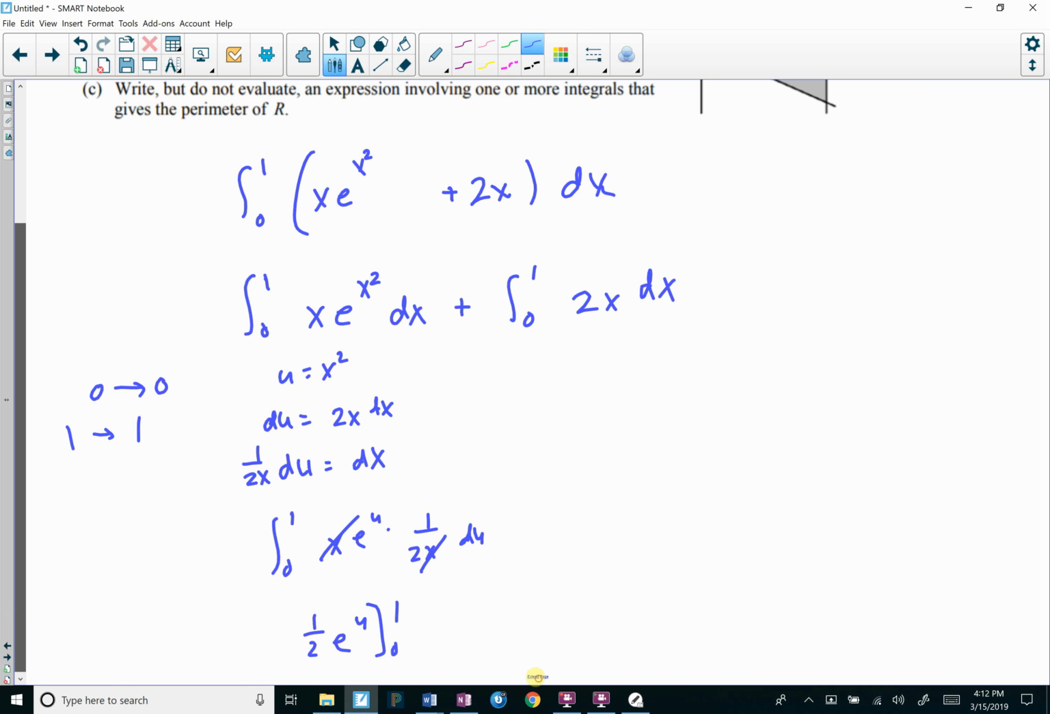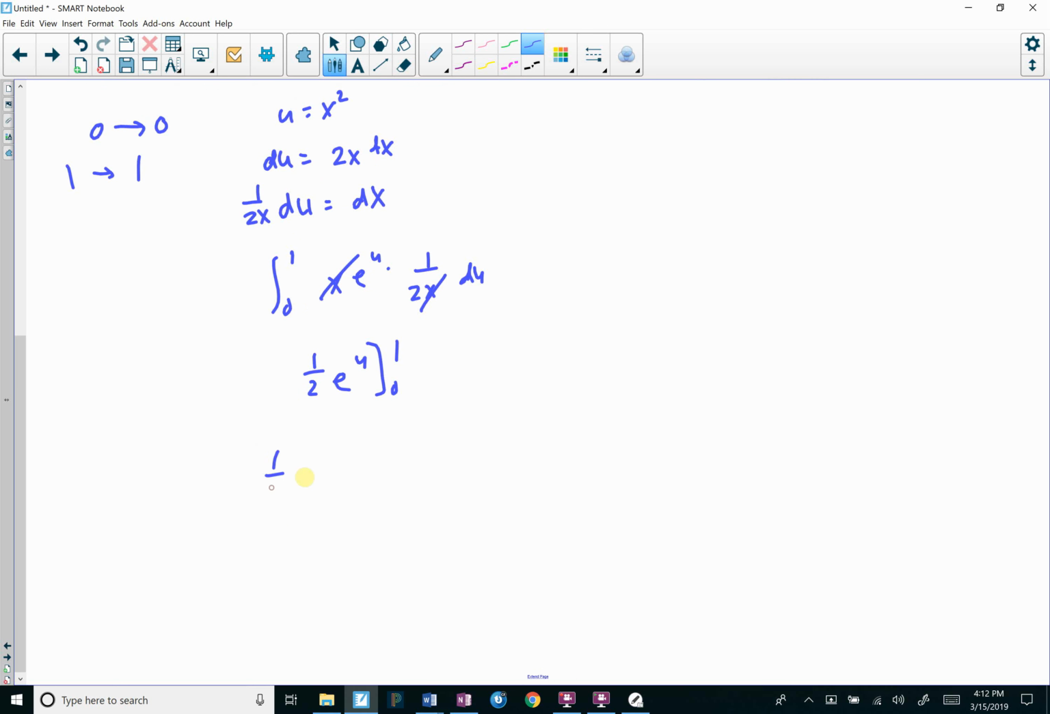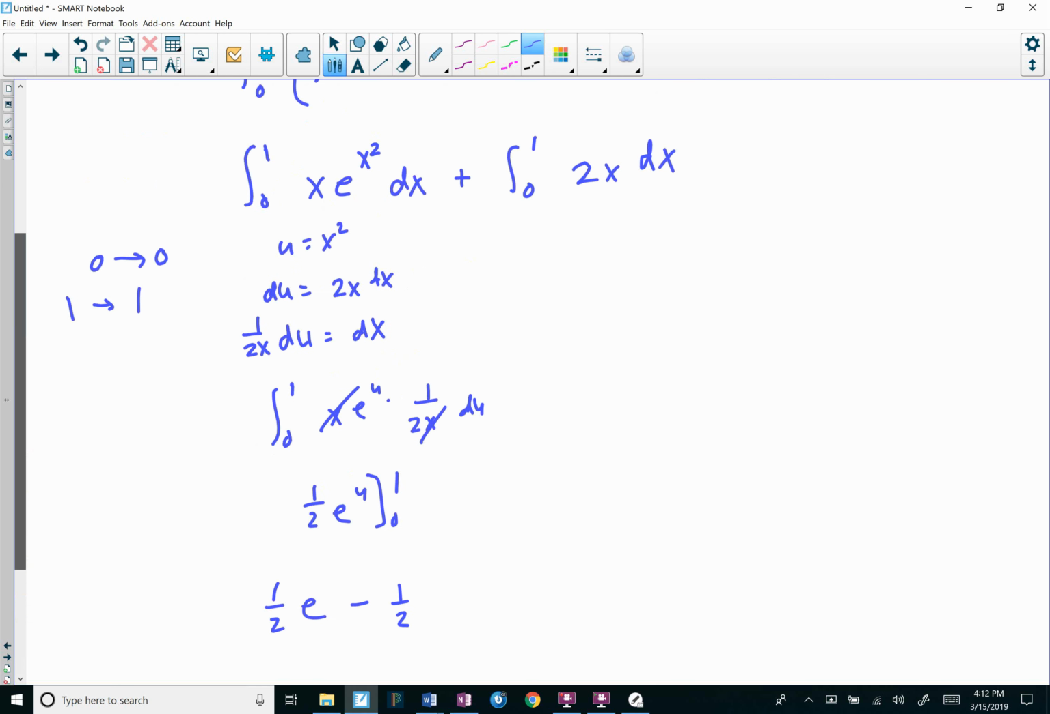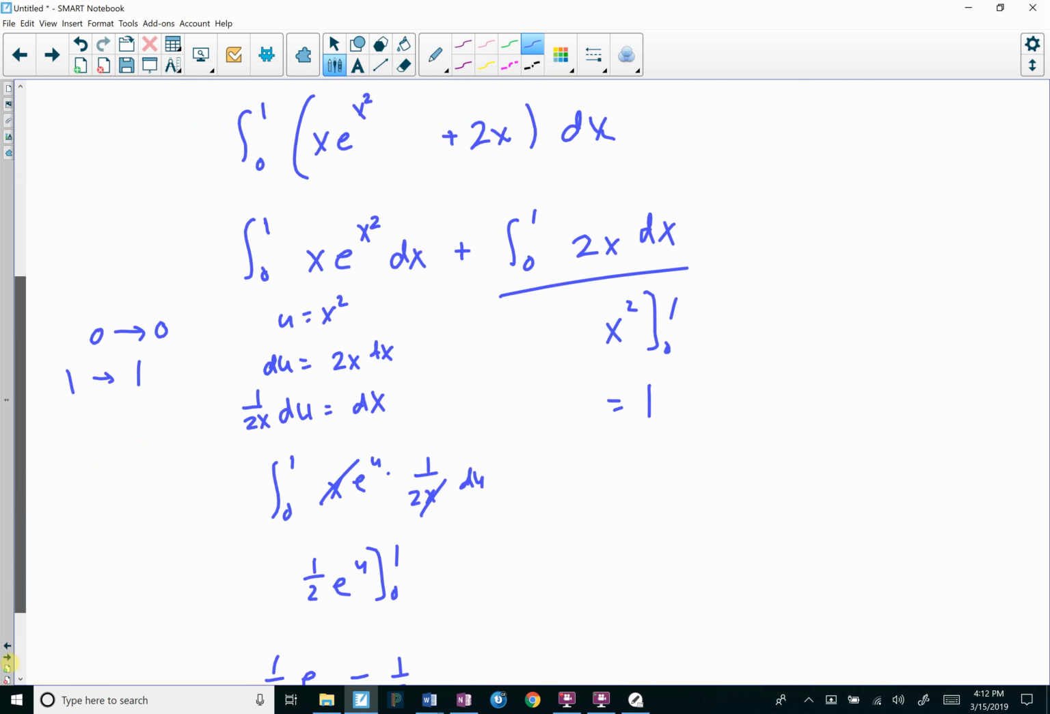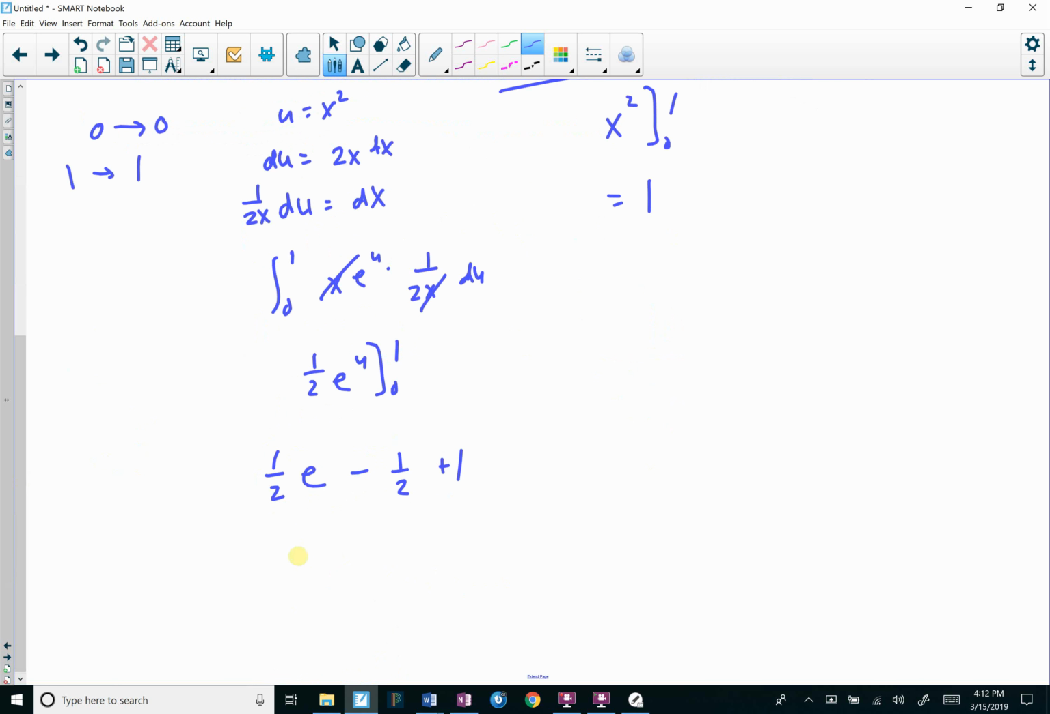Plug straight back in there. So I have 1/2 e to the 1, minus 1/2 e to the 0 is 1. So I just have minus 1/2. Okay. Let me finish this other part. So that's just x squared evaluated from 0 to 1. Let's get 1. It's plus, remember, so plus 1. So my final answer is 1/2 e plus 1/2. And that was worth 3 points. So I think that's a pretty straightforward 3 points.